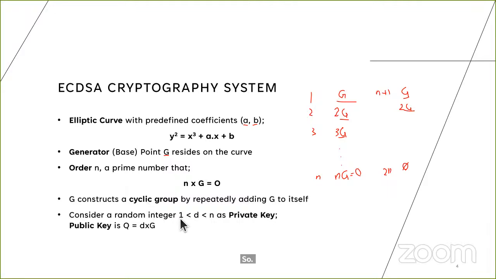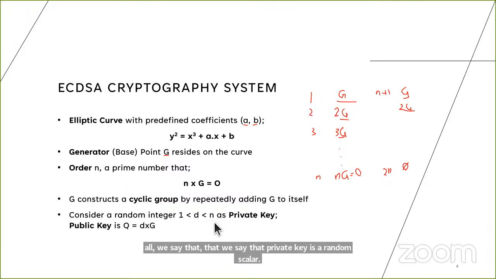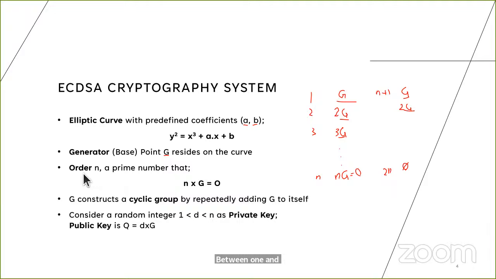After all, we say that the private key is a random scalar between 1 and n, and as we said, n is the order of the group. And the public key is the multiplication of the private key by the base point. So in order to generate the key pair, we first need to generate a random number between one and the group order, and then the public key would be the multiplication of the private key by the base point.